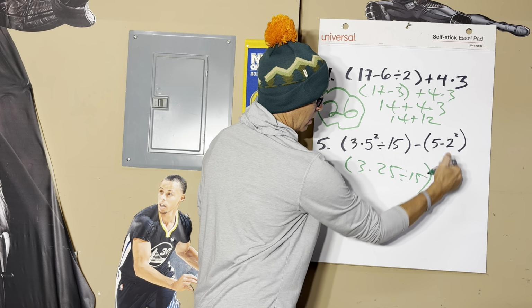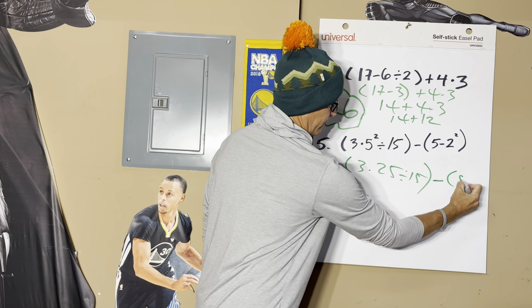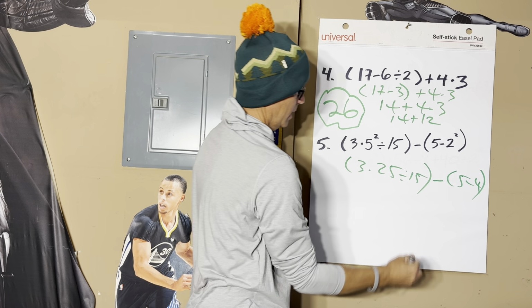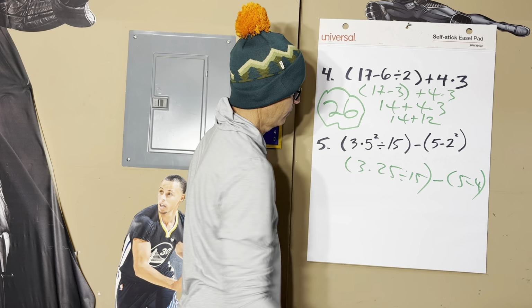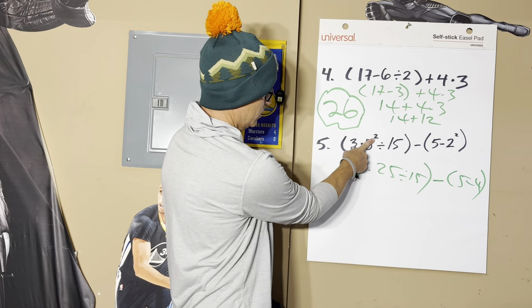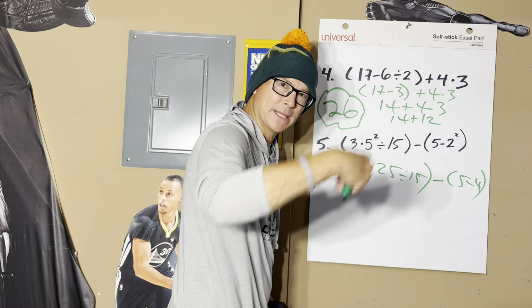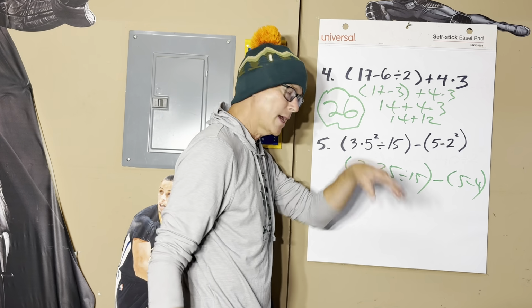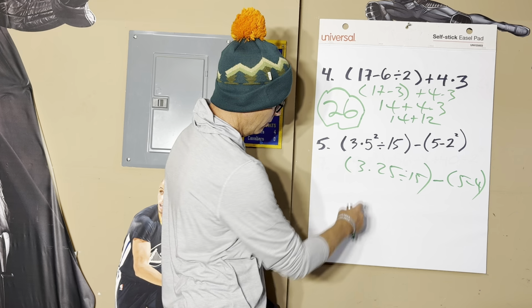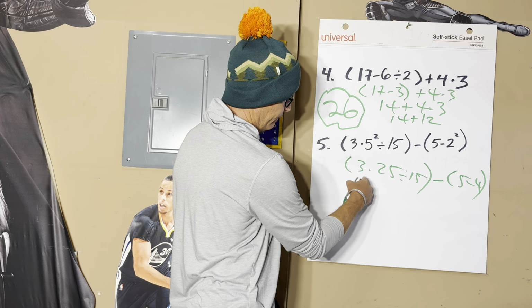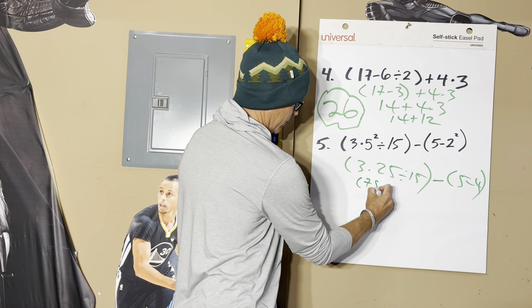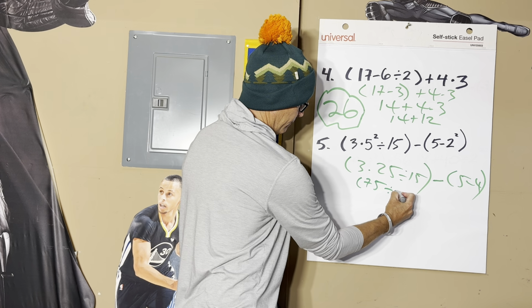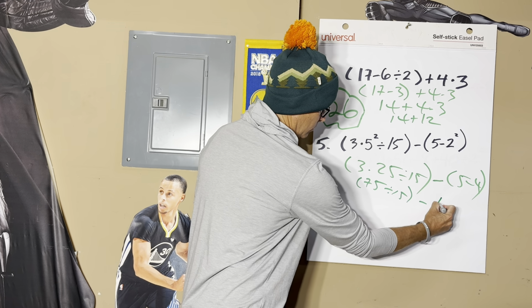2 squared is 4. Minus 5 minus 4. Okay, 2 squared is 4. 5 minus 4. Okay, 3 times 25. Okay, you got to just do these step by step. Otherwise, you get too many things in your head and you can screw them up. Okay, here we go. 3 times 25 is 75. We can keep the parentheses. Why not? 75 divided by 15 minus 1.